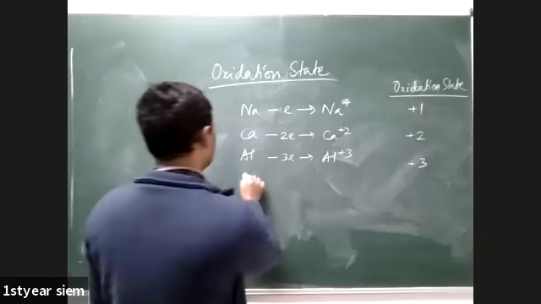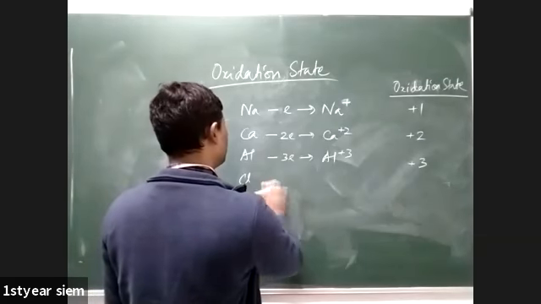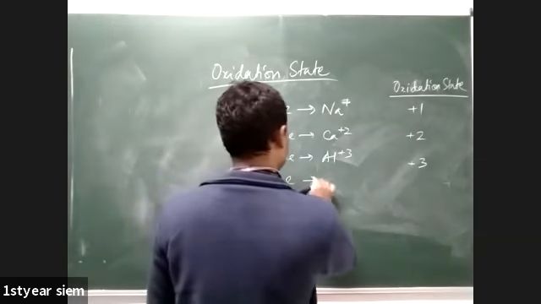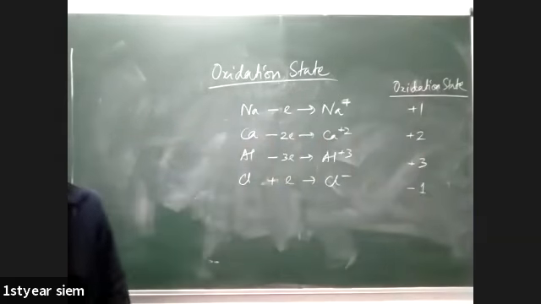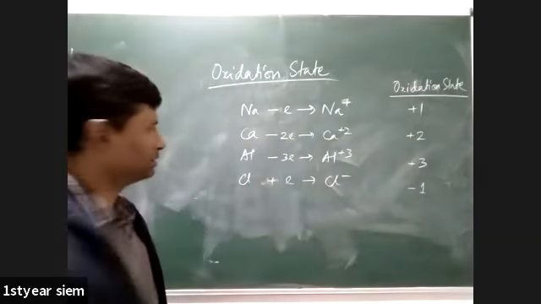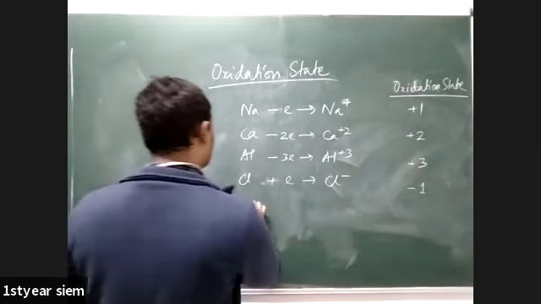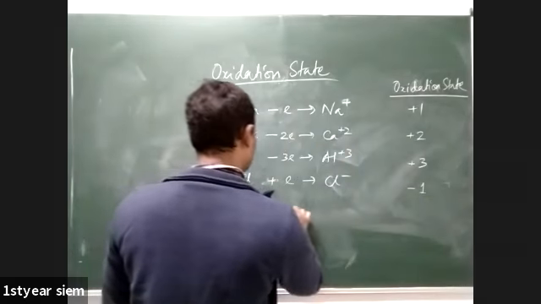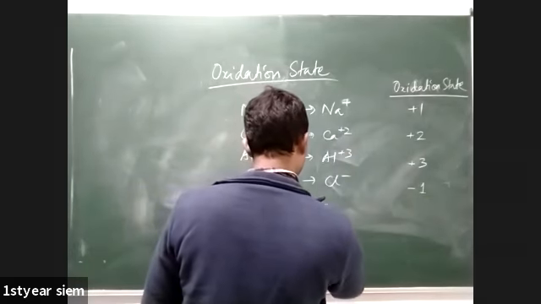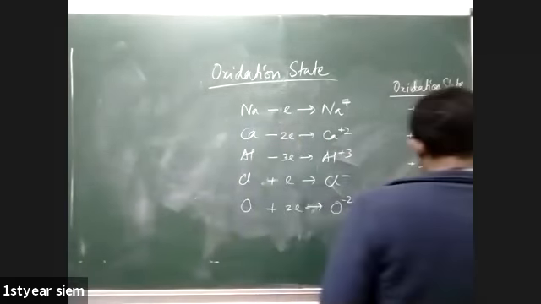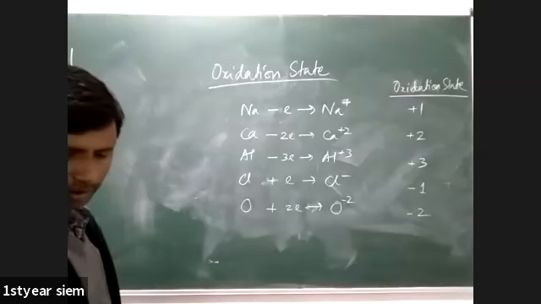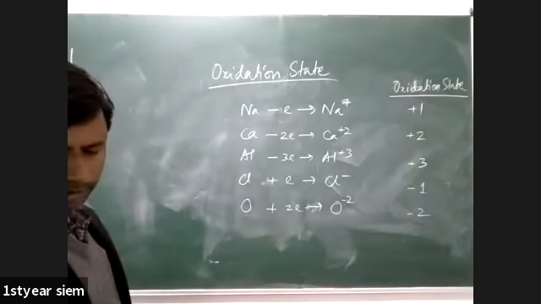Now, chlorine, Cl, gains one electron. For Cl minus, the oxidation state is minus one, because it gained an electron. In case of oxygen, it gained two electrons and formed O2 minus, oxide. The oxidation state of oxygen is minus two. Like this.